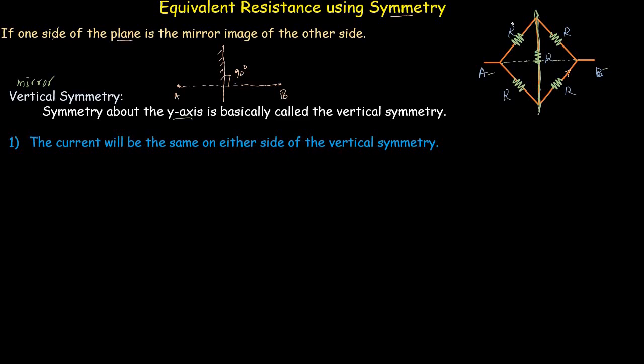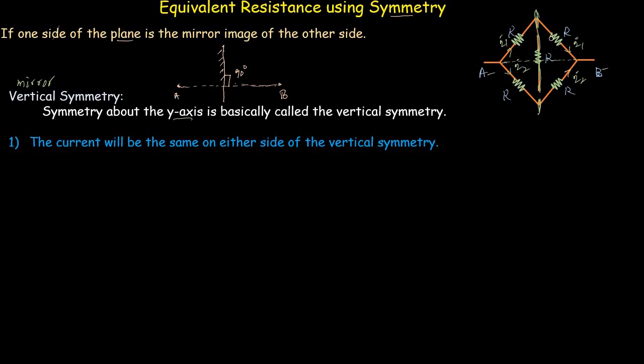By the same current, we mean that if there exists current I1 through this resistor and current I2, let's say, through this resistor, then current I1 will also be flowing through this resistor, and I2 will be flowing through this resistor. So we can say that this side of the circuit is the mirror image of this side. As a result, there will be no current through this resistor. So we can remove this resistor from our analysis, because if there is no current through this resistor, there will be no potential across this resistor. So we can simply remove this resistor to simplify our circuit.